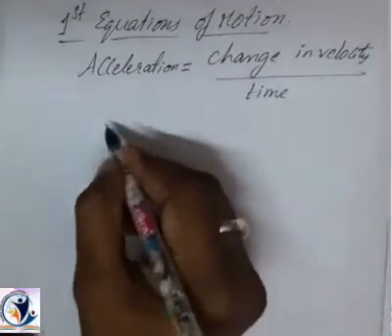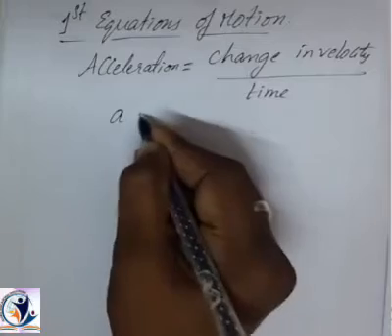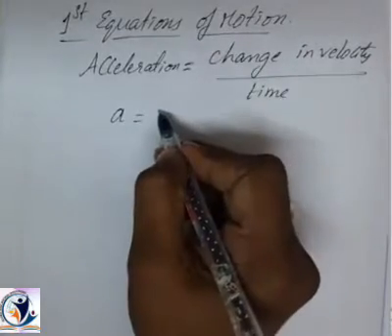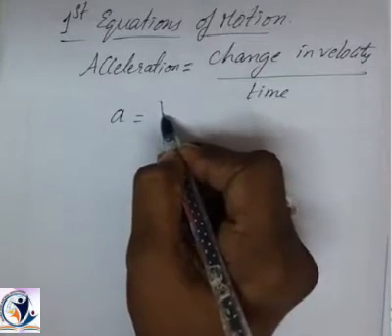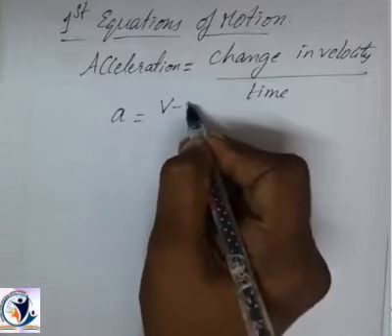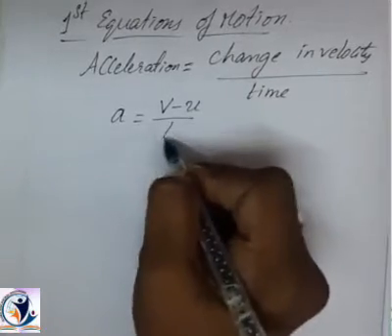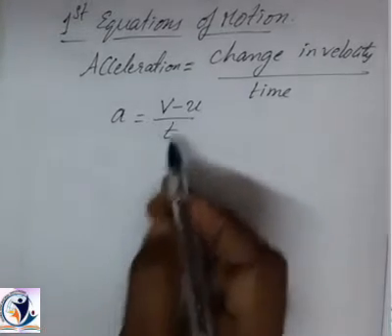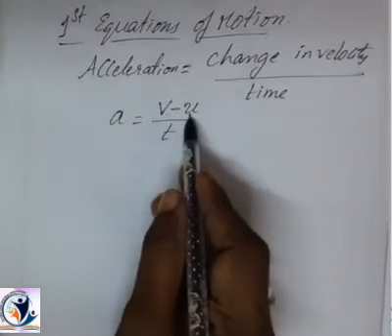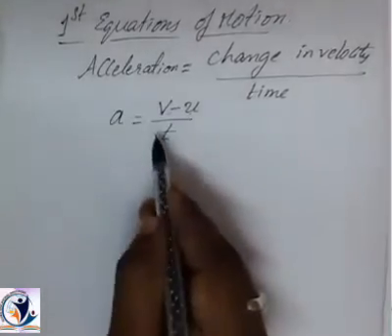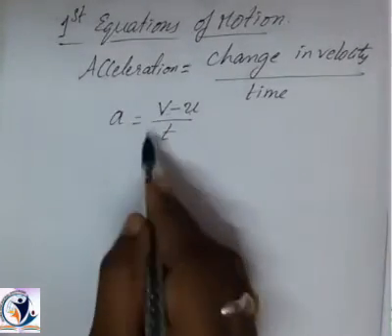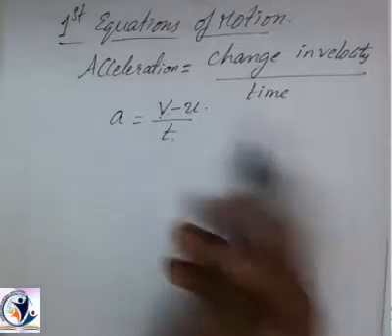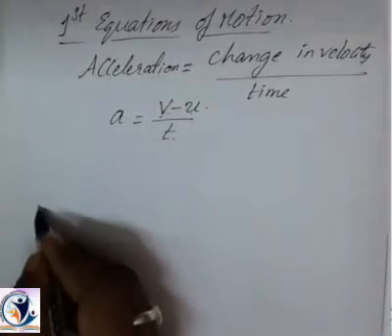How are we going to write this in equation format? a equals change in the velocity. That means there is a change in the velocity from final to the initial, that is v minus u by t. I hope you are well aware of this. How has this equation come about? Let us see. How has acceleration been written as change in the velocity by time taken? Let me demonstrate this.